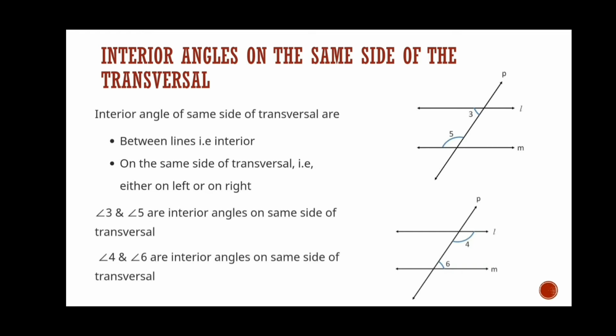Now the next is interior angles on the same side of the transversal. So, same side of the transversal. Now we have seen the opposite angles. Now we will take the pair of angles on the same side. You can see in the picture these two lines L and M and the interior angles 3 and 5. These both angles are on the same side of the transversal. Similarly, here also you can see angle 4 and angle 6 are on the same side of the transversal, and also they are interior angles.